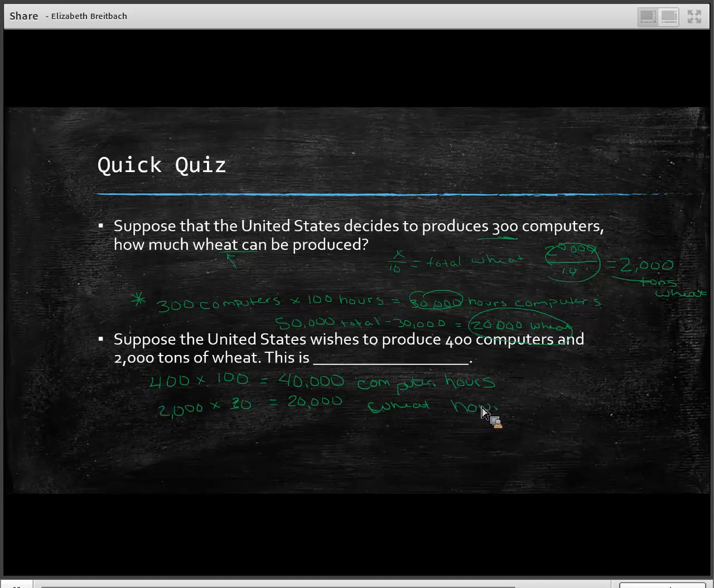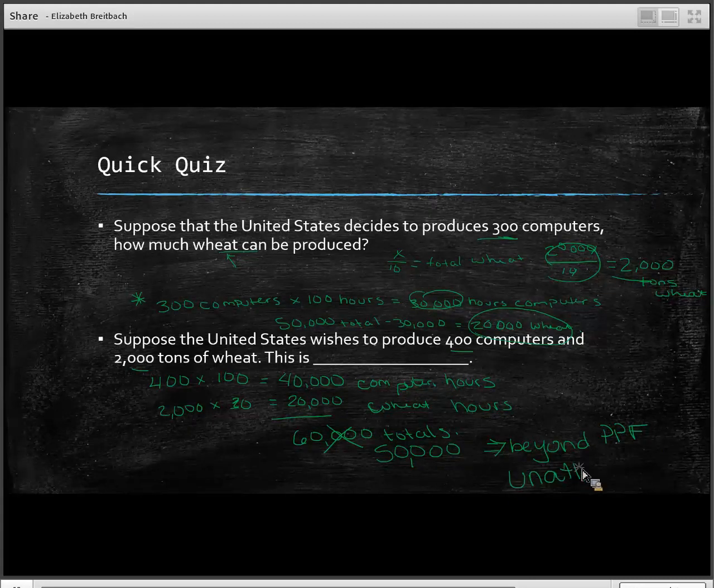And so in total, it would require us 60,000 hours to produce this allocation of computers and wheat. But we don't have 60,000 hours available to us. We only have 50,000 hours. So this point is beyond the PPF. It's too far out there. And so it is what we call unattainable. It's not even possible to produce this quantity. And so we have an unattainable point. Our economy can't support that level of production.